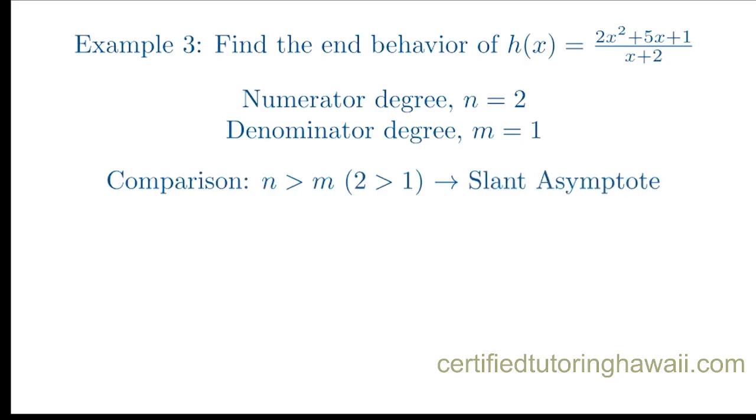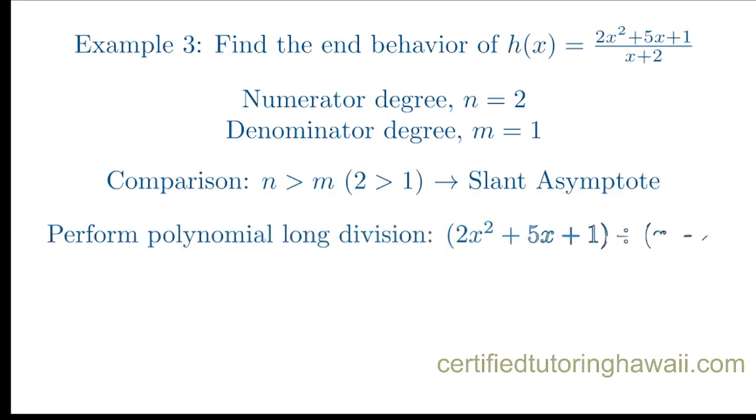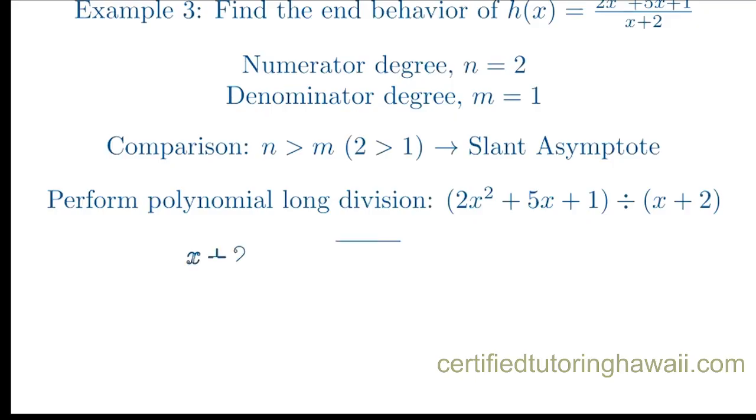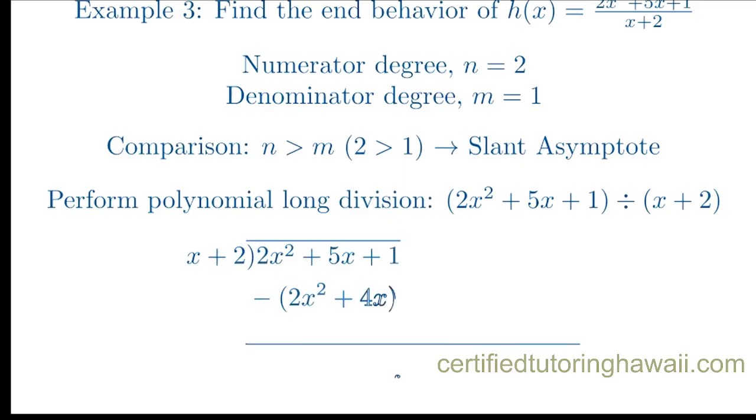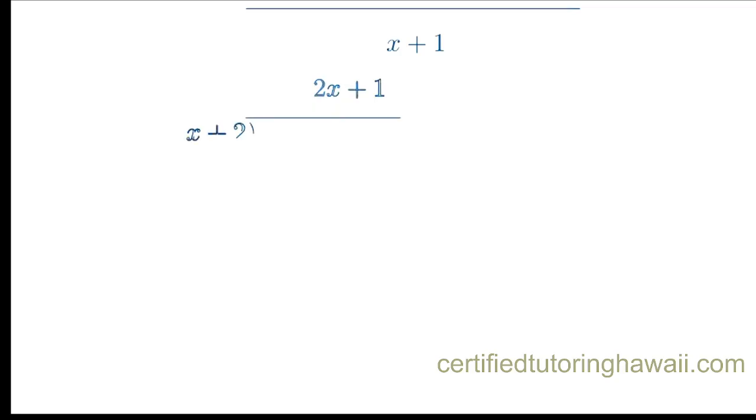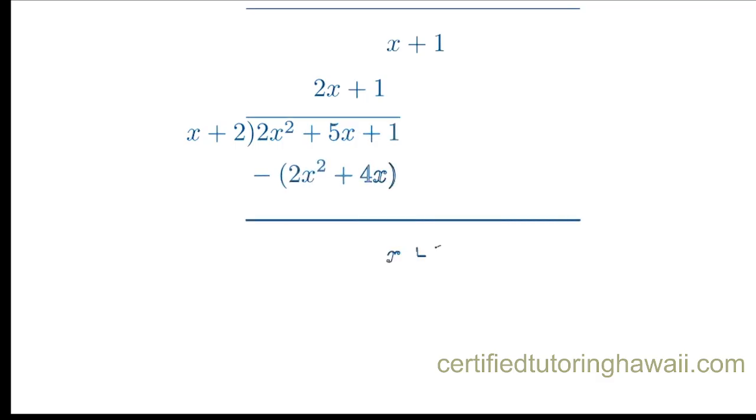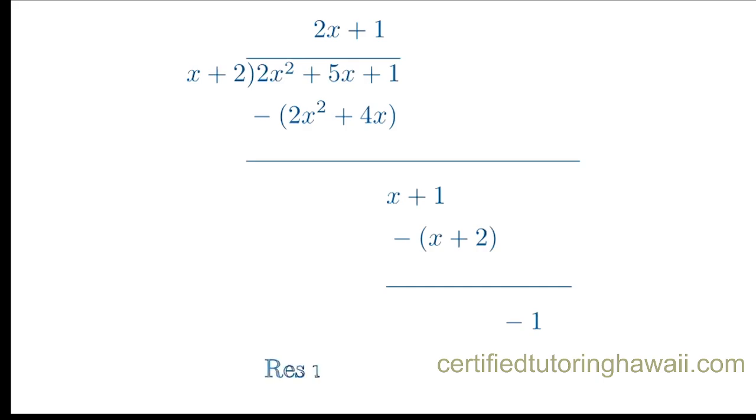To find the equation of this line, we use polynomial long division. We divide the numerator polynomial 2x squared plus 5x plus 1 by the denominator x plus 2. When we divide 2x squared by x, we get 2x. We multiply 2x by the denominator to get 2x squared plus 4x and subtract it. We bring down the next term plus 1 to get x plus 1. Now we divide x by x, which gives us 1. We multiply 1 by the denominator to get x plus 2 and subtract it. This leaves us with a remainder of negative 1. Our result is a quotient of 2x plus 1 and a remainder of negative 1.